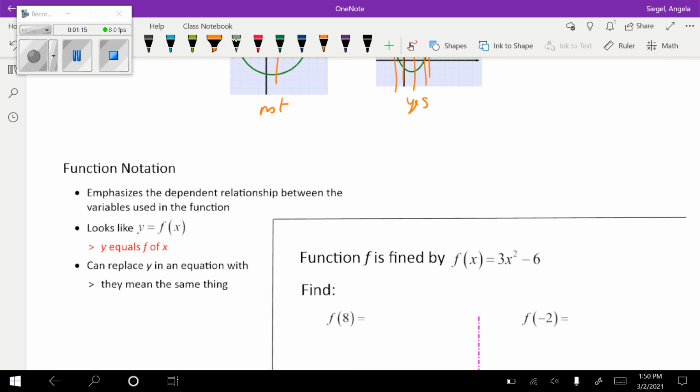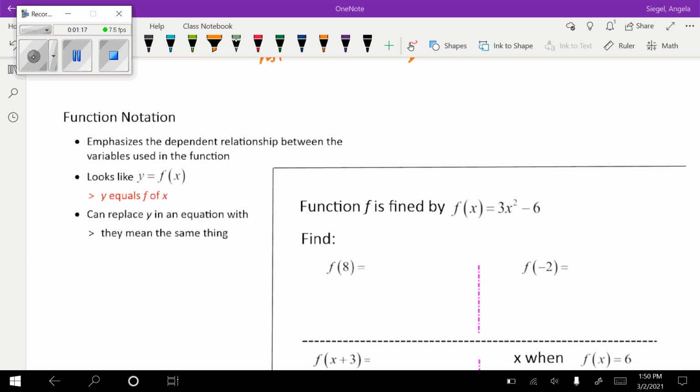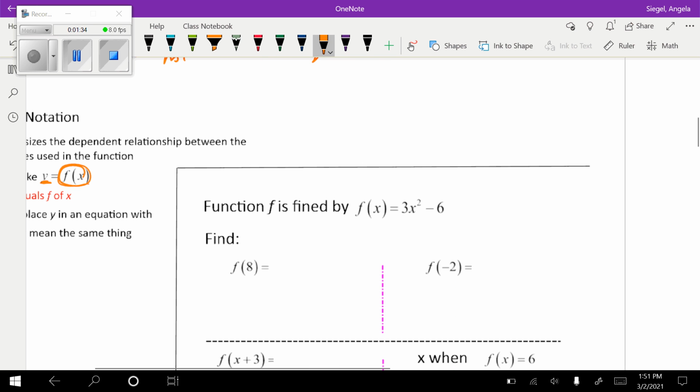Okay, so now we're going to talk about function notation. Function notation is just another way of putting the emphasis on a function. It's another way of saying y equals something. If you want to replace it with y, that's okay. But you're going to see it a lot of times like this. Don't get freaked out by it. It's just that we are probably going to be doing different things to it.